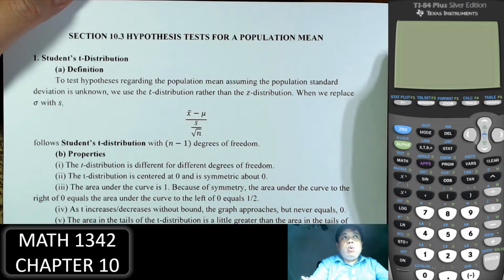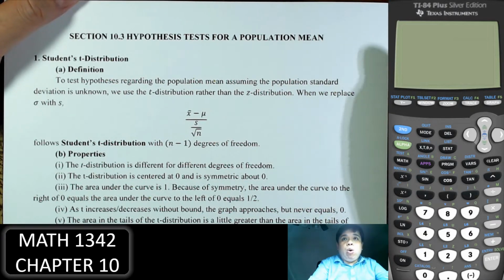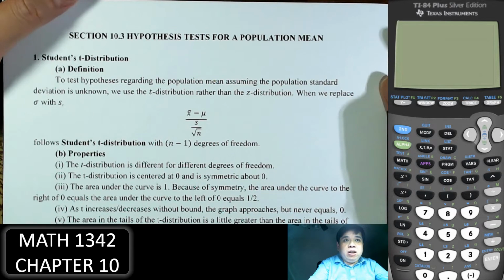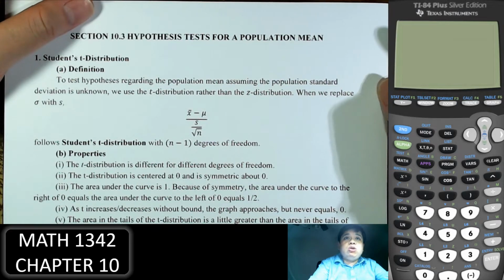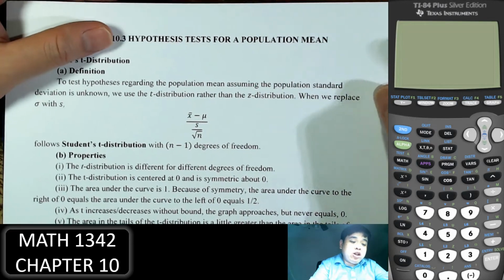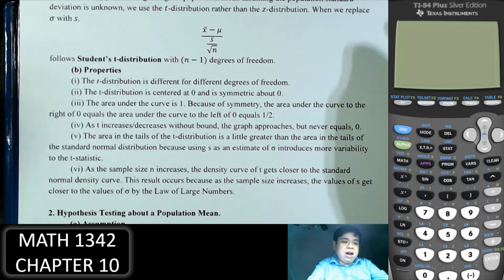Similar to what we have in chapter 9, where we do the confidence interval or the point estimate for the population mean, we use the t distribution. Here we use the t distribution for the population mean as well. So, the review of the t distribution.